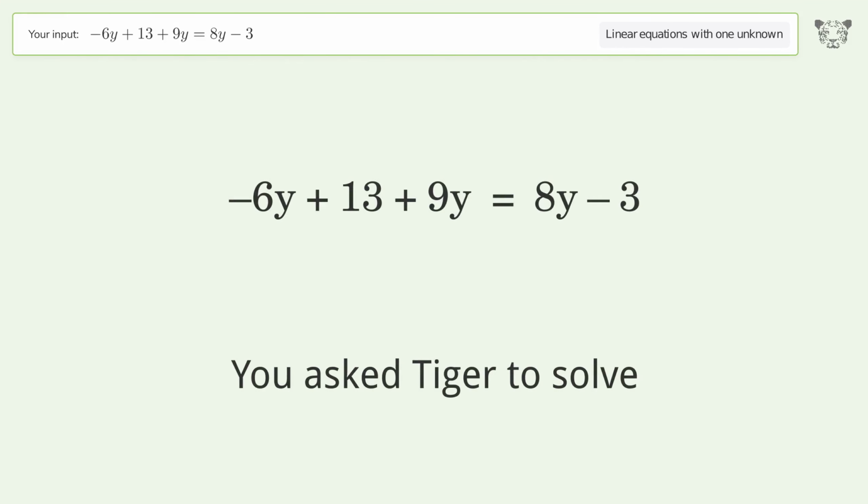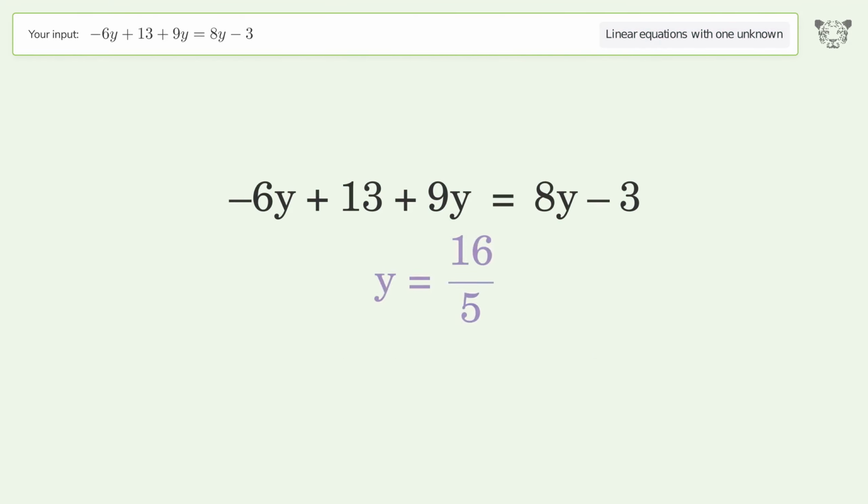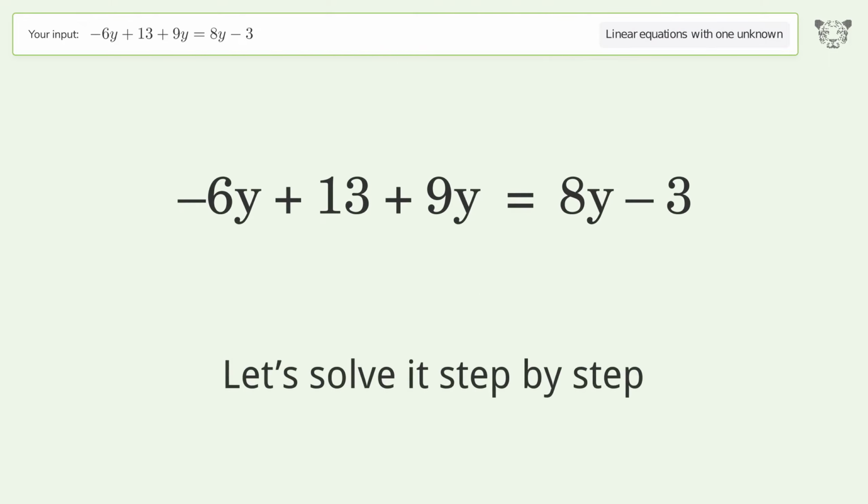You ask Tiger to solve. This deals with linear equations with one unknown. The final result is y equals 16/5. Let's solve it step by step.